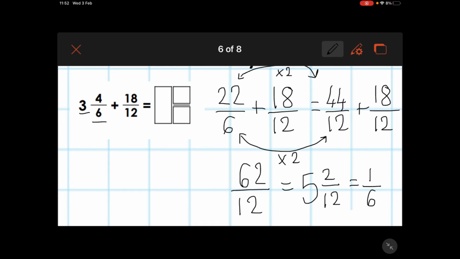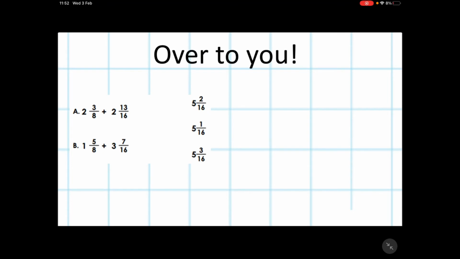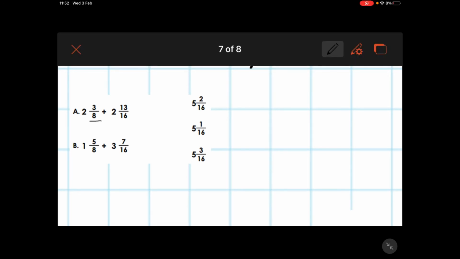5 wholes and 1/6. Now if we look at part A of this question, 2 wholes and 3/8 add 2 wholes and 13/16. So if we start by looking, we have a denominator of 8 and I have 2 wholes. I have 2 lots of 8, which is 16, and then if I add my numerator, 16 add 3 is 19. And I have a denominator of 8.